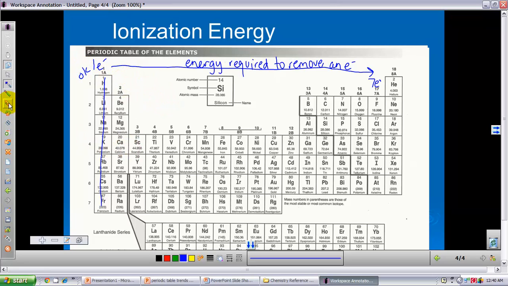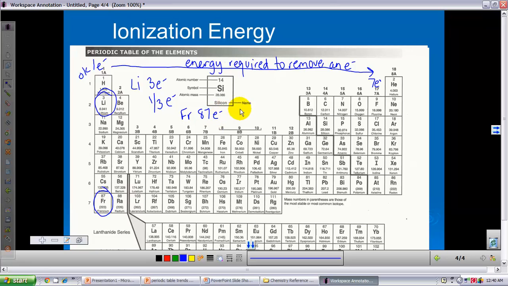Now let's look at going down the families and how that ionization energy would work. Let's compare lithium to francium. Lithium has 3 electrons. If I want to take one of his 3, again, he just has the 1 valence electron, but that's 1/3 of his electrons that I'm taking away. Compared to francium, which has 87 electrons, if I take 1 out of that 87 away, that ratio is much, much smaller.